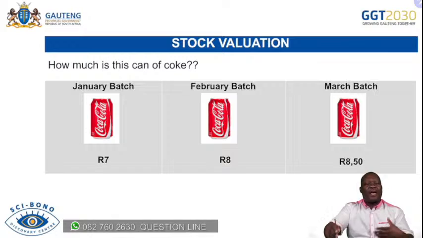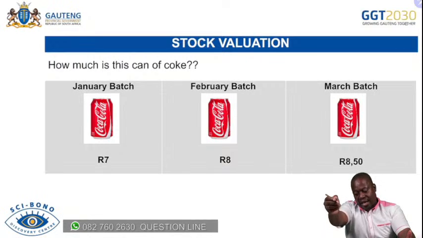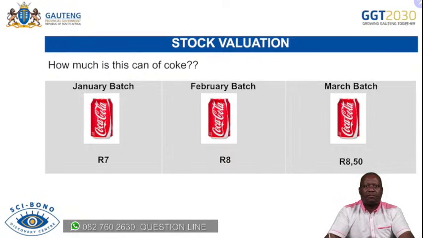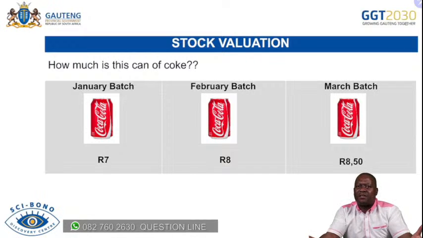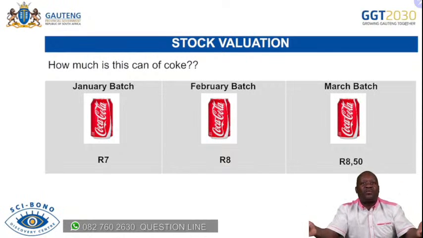So it became a family debate. My eldest son just said to me, "Daddy, that can, it's 8 rand 50." And then I said, why are you saying 8.50? What if this can is what was left from what was bought in January and the price was 7 rand 50?